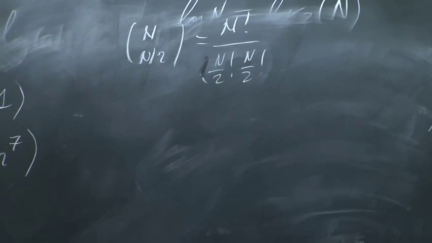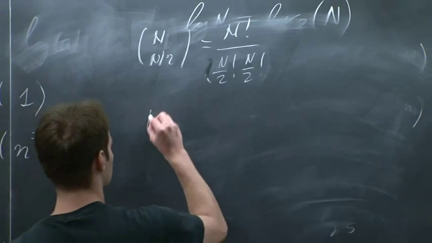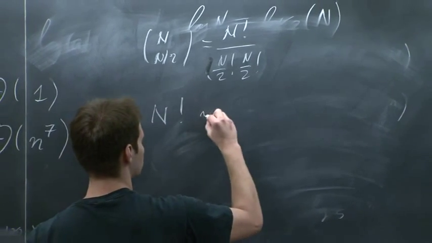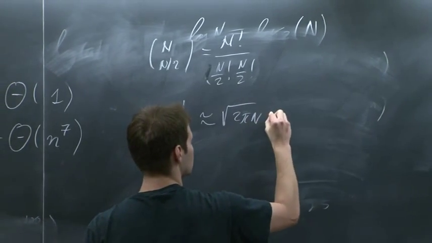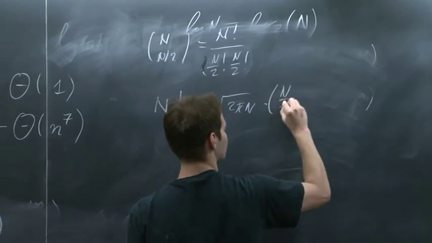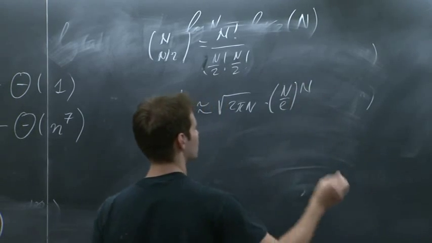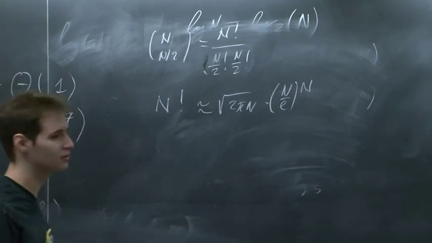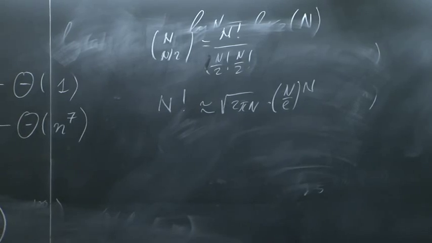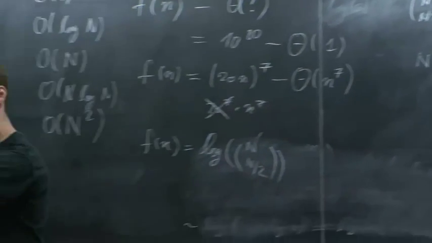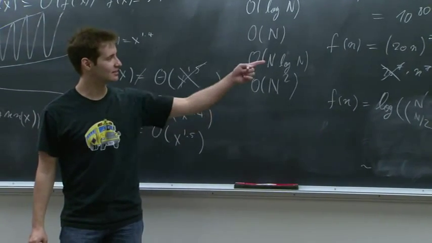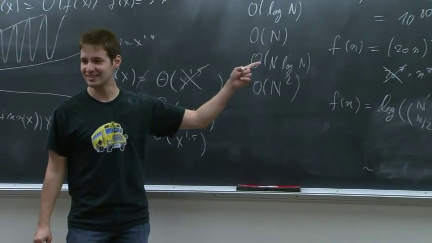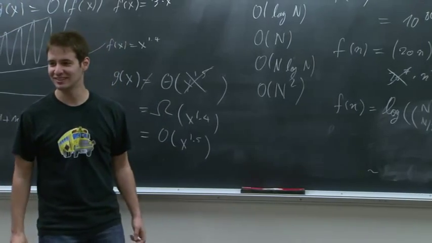And I'll give out another hint, which is that n factorial can be approximated as square root of 2 pi n multiplied by n over e to the power of n. But I think this will make you guys not want to come up and solve this. Yes? Can't you fix the form? I was... is that it? Is that not it? Did I get it wrong?